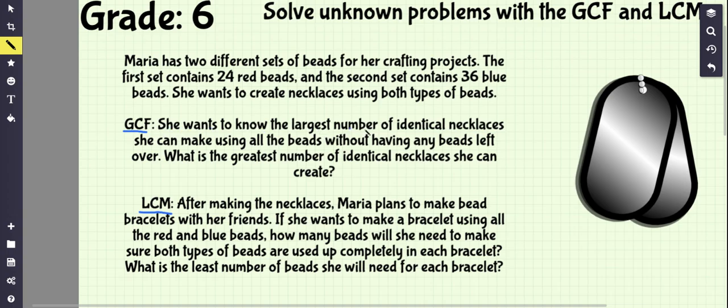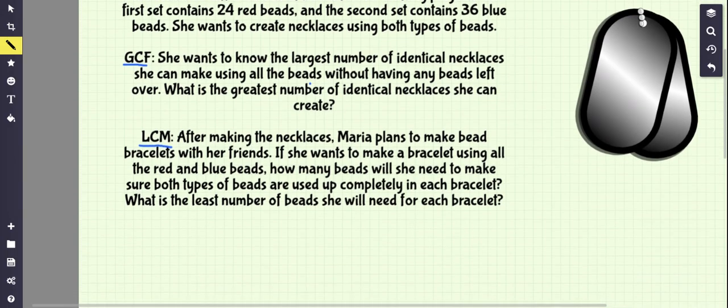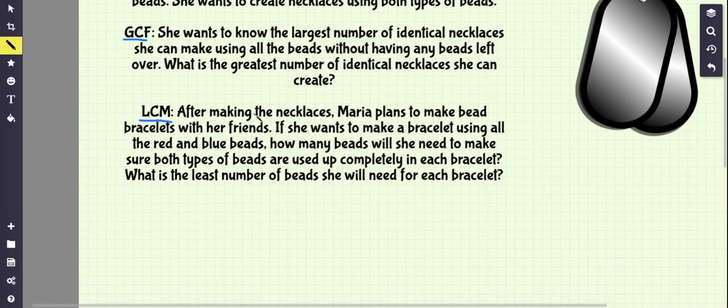She wants to know the largest number of identical bracelets she can make using all of the beads without having any beads left over. What is the greatest number of identical bracelets that she can create? Now we'll look at the LCM. After making the necklaces, Maria plans to make bracelets with her friends. If she wants to make a bracelet using all the red and blue beads, how many beads will she need to make sure both types of beads are used up completely in each bracelet? What is the least number of beads she will need for each bracelet?